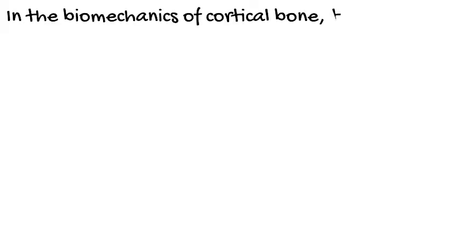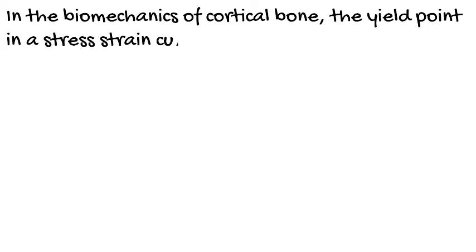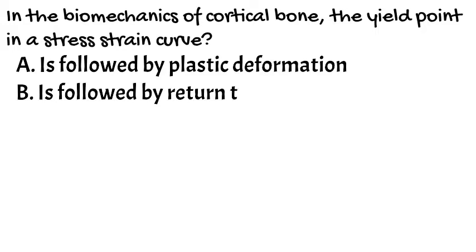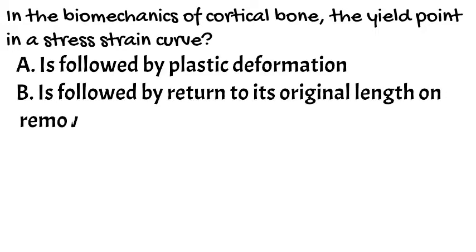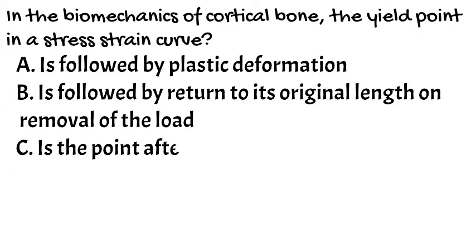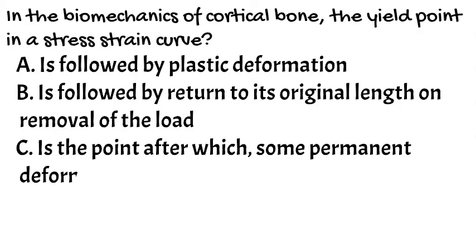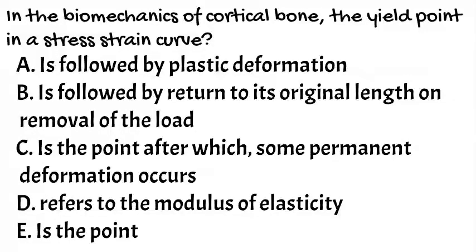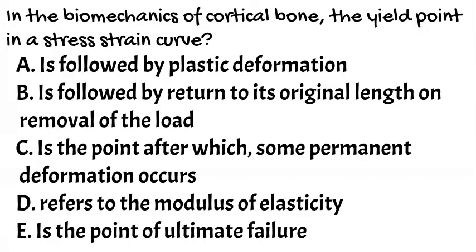In the biomechanics of cortical bone, the yield point in a stress-strain curve: A, is followed by plastic deformation. B, is followed by return to its original length on removal of the load. C, is the point after which some permanent deformation occurs. D, refers to the modulus of elasticity. E, is the point of ultimate failure.